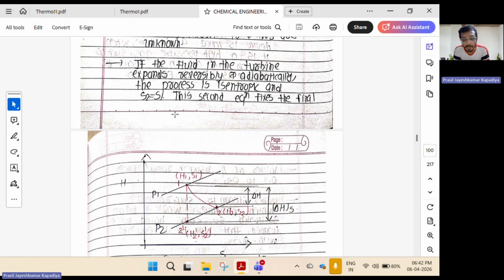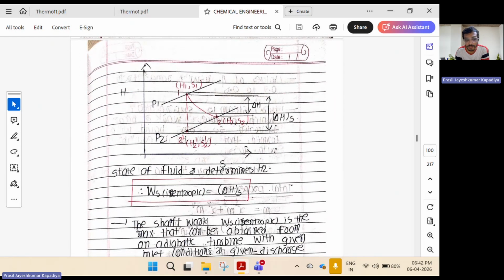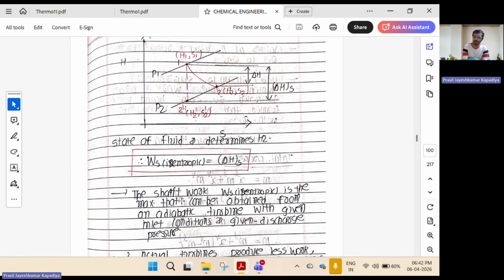So if the fluid in the turbine expands reversibly and adiabatically, we know a reversible adiabatic process is also an isentropic process. That's why S2 is equal to S1, and this equation we can write as Ws is equal to delta Hs. Correct. That holds if the turbine were isentropic, but in reality it is not.